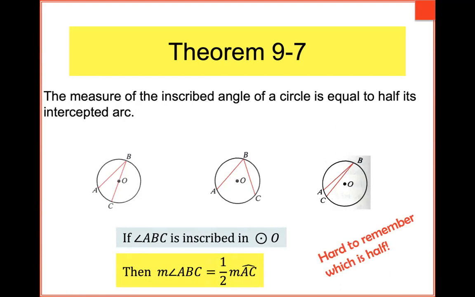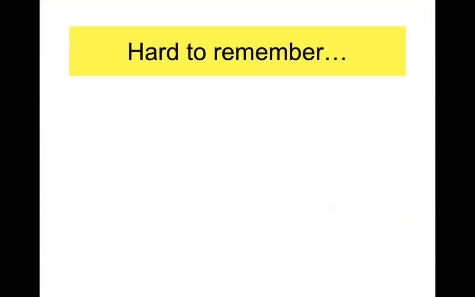Okay, so usually the challenge of this is just remember, what am I taking half of? Am I taking half of the arc, or am I taking half of the angle? You will always be taking half of the arc. If you wanted to say this in the opposite direction, if they gave you the angle, then if you double the angle, double angle B, you get arc AC. All right, hard to remember which one.